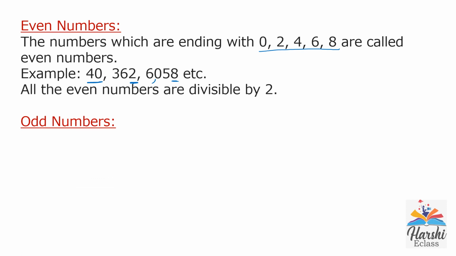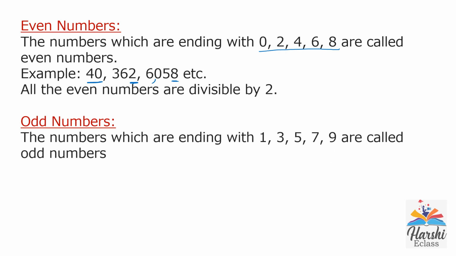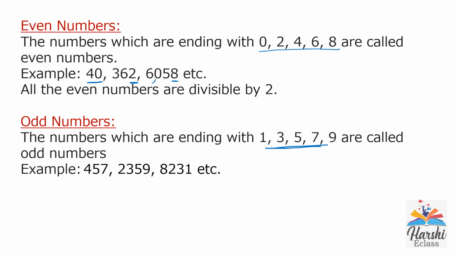Next, odd numbers. The numbers which are ending with 1, 3, 5, 7, 9 are called odd numbers. These odd numbers are not going to be divisible by 2. 457 is ending with an odd digit, that is 7. So it is not going to be divisible by 2. When we divide by 2, it leaves a remainder of 1. So 2 is not a factor of these odd numbers.